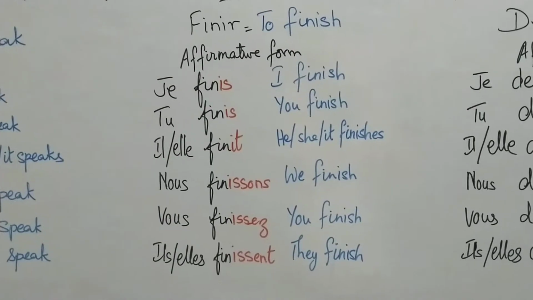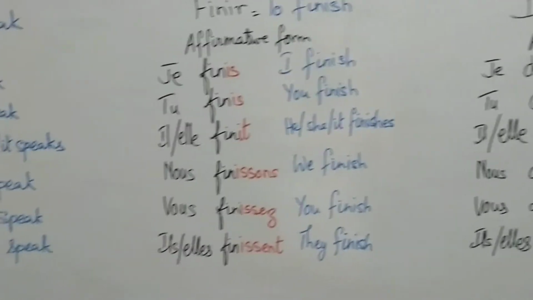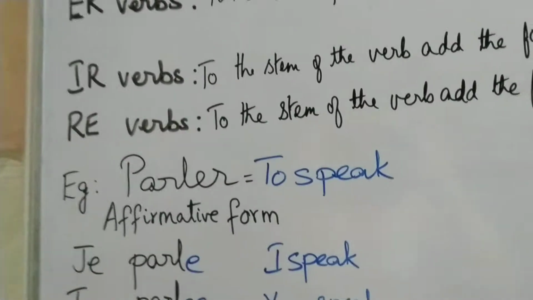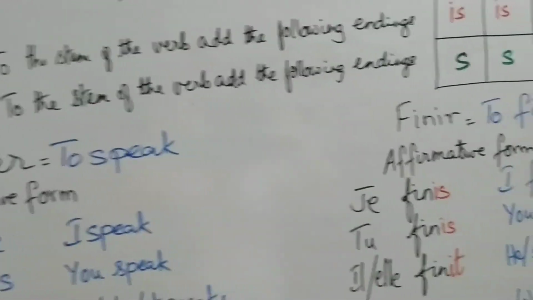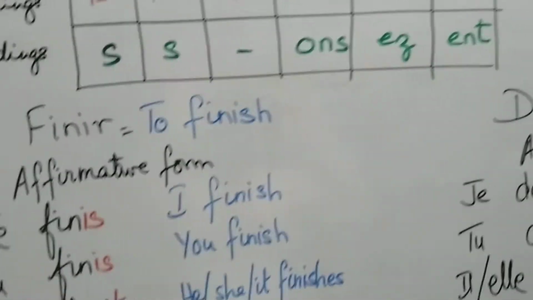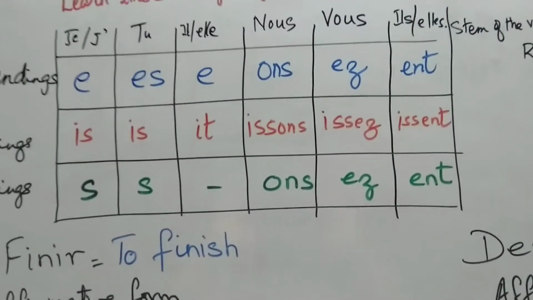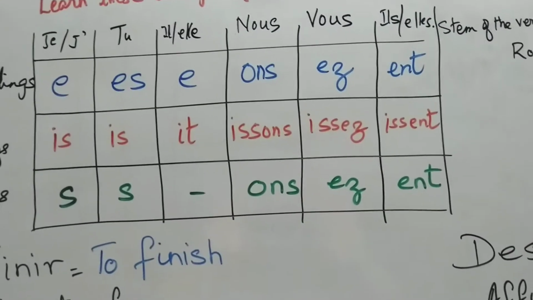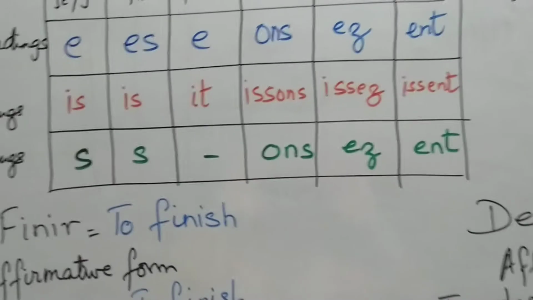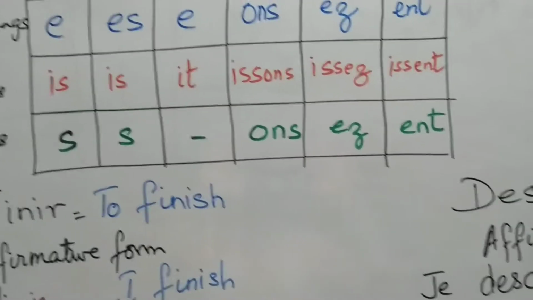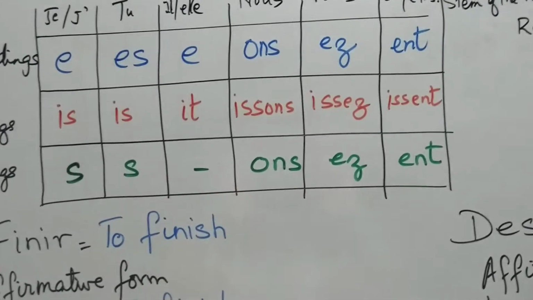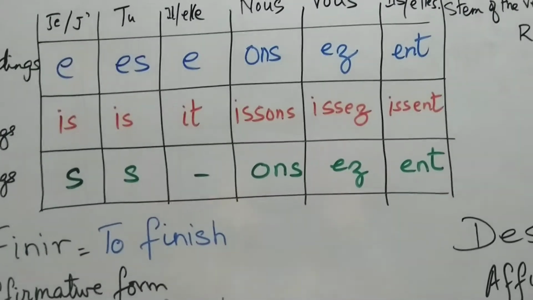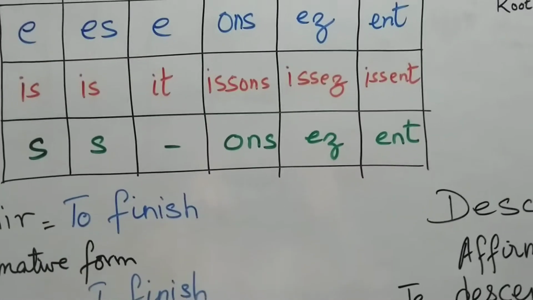Now let us go to the last category of regular verbs, which are the RE verbs. The RE verbs form the present tense in the same manner. To the stem of the verb, you will have to add the following endings: S, S, then no ending, ONS, EZ and ENT. I have written the RE verb endings in green. So, if you are going to conjugate an RE verb, you will have to use only these endings which are in green. We are talking about regular RE verbs.